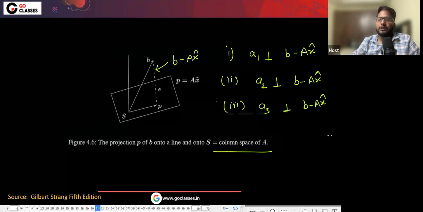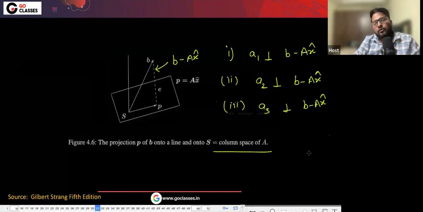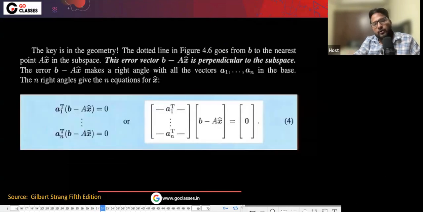Let's just see, because ultimately I want to find out this x cap, that is, what those coefficients are. Once I get this x cap, can't you find this p? Obviously I will write the x cap and I will get the p, the projection, right? So all of these vectors a1, a2, a3 are perpendicular to this. Earlier also we did the same thing, right? u and b were perpendicular to that. So now also we are doing the same thing. So basically a1 transpose into this b minus A x cap and all of this is zero.